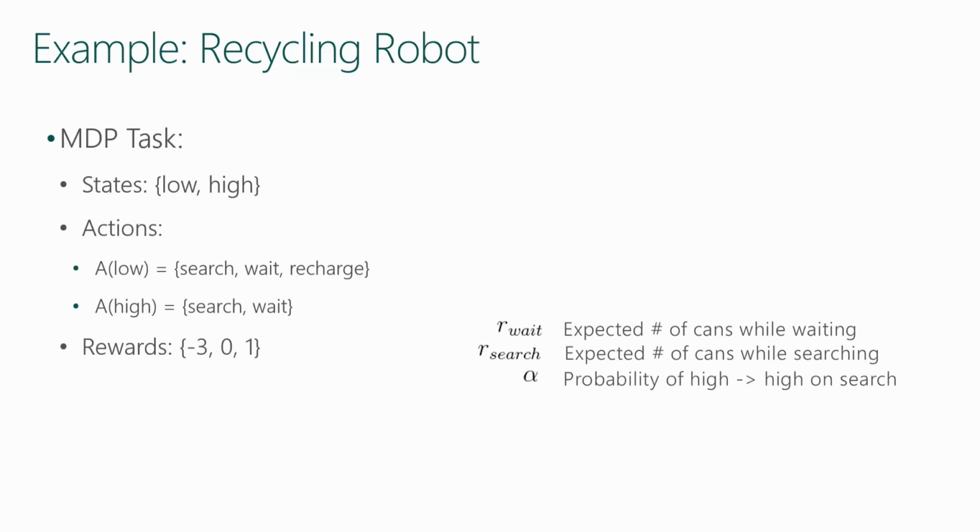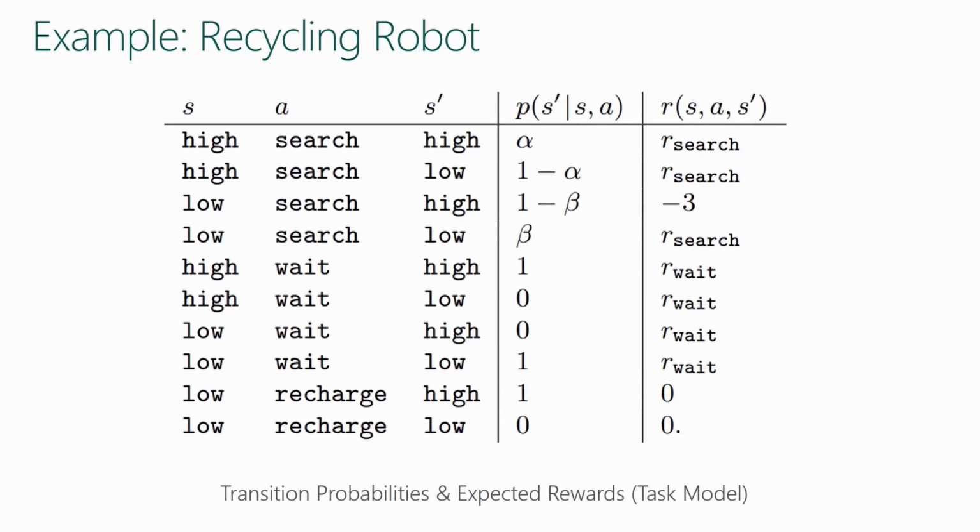We also have this probability that if it goes out on a search and it's at a high charge, it'll stay at a high charge, and that will be alpha. And 1 minus alpha will be the probability that it goes from high to low. And beta is the probability on a search cycle that if it's on low battery, it'll stay on low battery and not run out of charge completely.